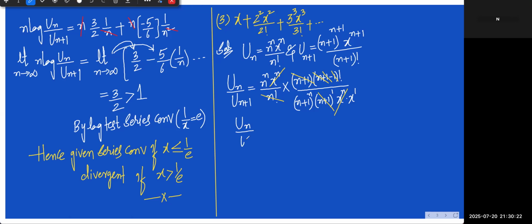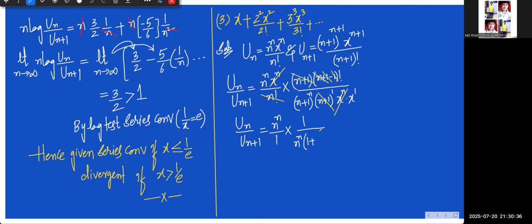u_n by u_{n+1} is equal to, here only n factorial n power n is left, for our convenience I am writing divided by 1, multiply by न्यूमरेटर में कुछ भी नहीं है, 1 बाई, इसमें से n पावर n को अगर मैं कॉमन ले लिया, we are getting (1 plus 1 by n) raised to the power of n into 1 by x is also left, don't forget x is also there. Now still if you notice, these two are cancelled.